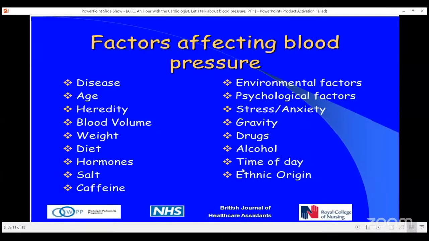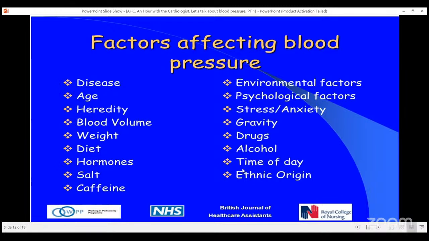All right. So factors that affect blood pressure, again: diseases, age, heredity. Genetics has something to play in this. If you know parents are hypertensive, the chances of the offspring being hypertensive is very high. If they have normal blood pressure, the chances of the offspring having hypertension will be reduced. That does not mean it's completely eliminated. During the next phase, we're going to talk about that, because lifestyle can impact on it.